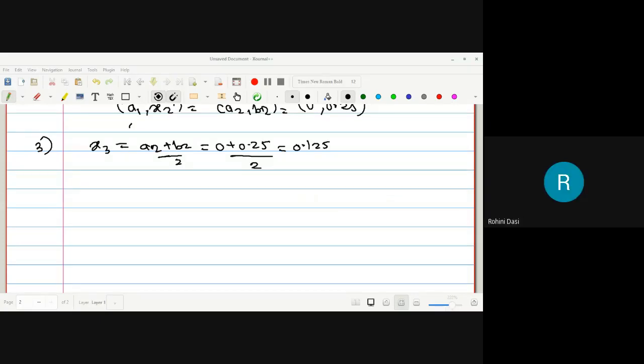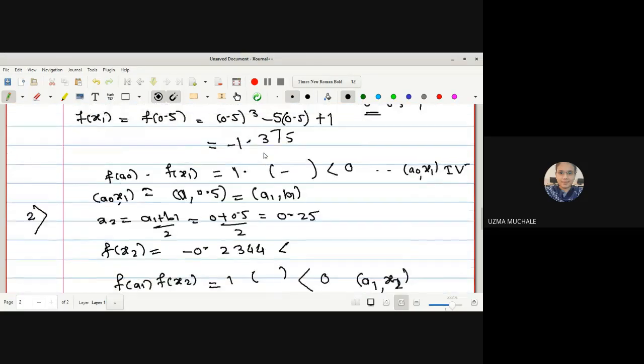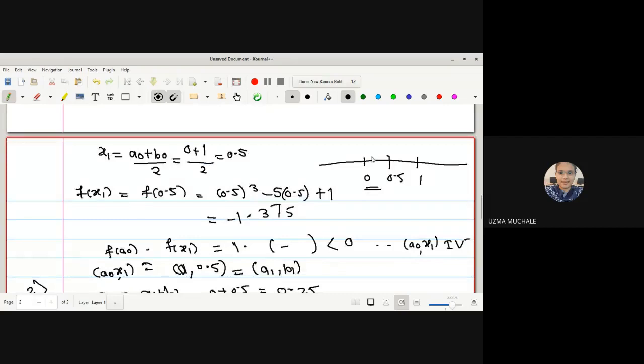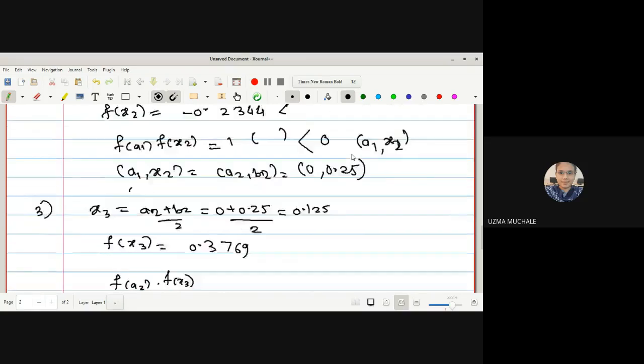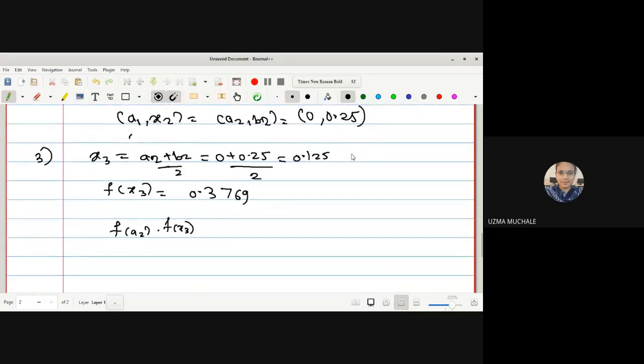Ma'am, f of x3 is 0.3769. Okay, now it is positive. Now we have to think how to choose a, because f of x3 is 0.3769. Now we have to check the value of f of a2 into f of x3. Now the interval has again become smaller. So here what we have seen is the interval was 0 to 0.5, after that 0.25, and after that we have calculated 0.125.